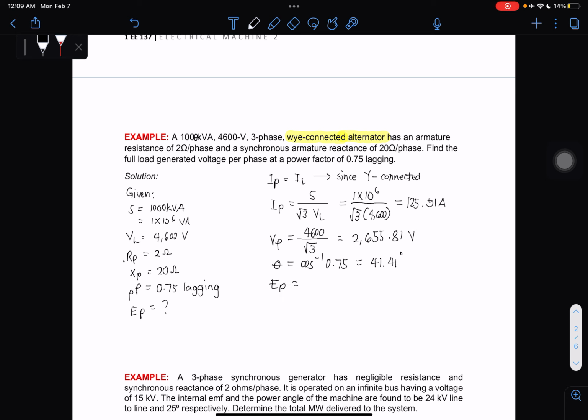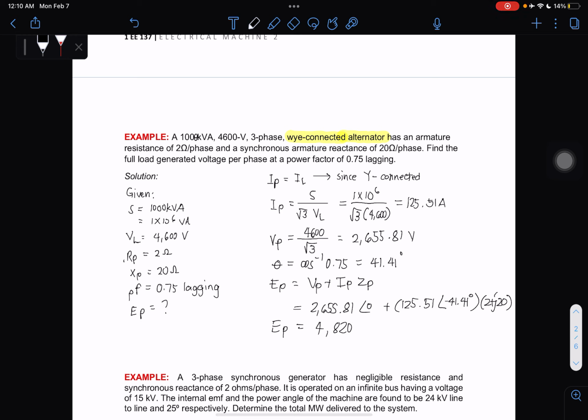So EP. The formula above is VP plus IP multiplied by our impedance per phase. So VP is 2,655.81 with an angle of 0 degrees, plus our IP of 125.51 with an angle of, since it is lagging, negative 41.41 degrees, and our ZP is 2 plus J20. Solving for EP, our answer will be 4,820.43 with an angle of 20.86 degrees.